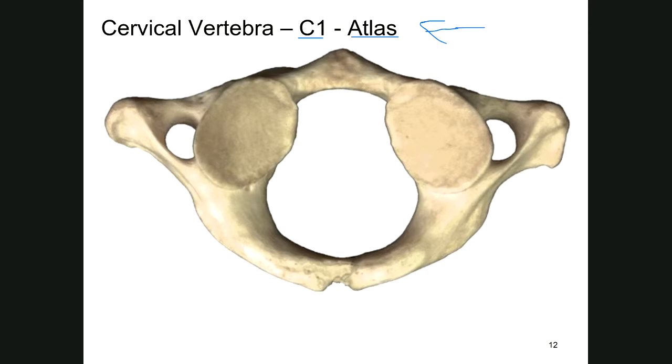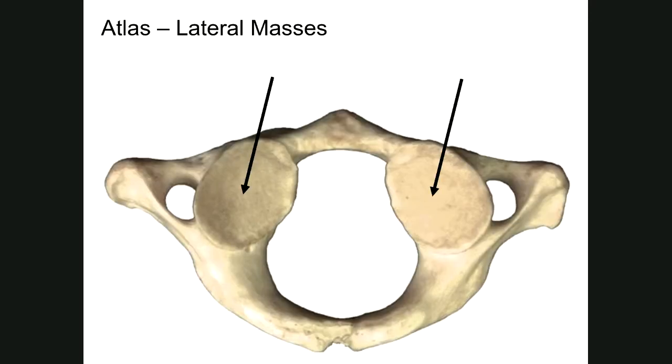Staying with the atlas, these flattened structures here are called the lateral masses. The lateral masses accommodate the occipital condyles. Remember the occipital condyles on the occipital bone on either side of the foramen magnum? If you look at the lateral masses from the side, they're like a cup, and the occipital condyle sits right in here. It creates what we call the atlanto-occipital joint.